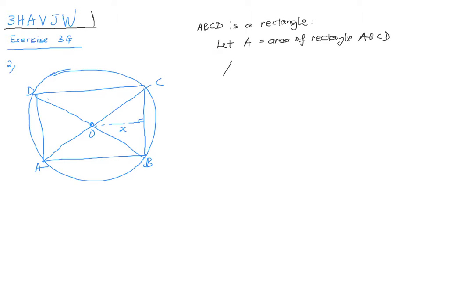The area of a rectangle is length times breadth. In the exam, you don't have to write that. This is the length, up to you, whichever side you want to take as the length. So it's AB times BC. But they want you to find the area in terms of X.